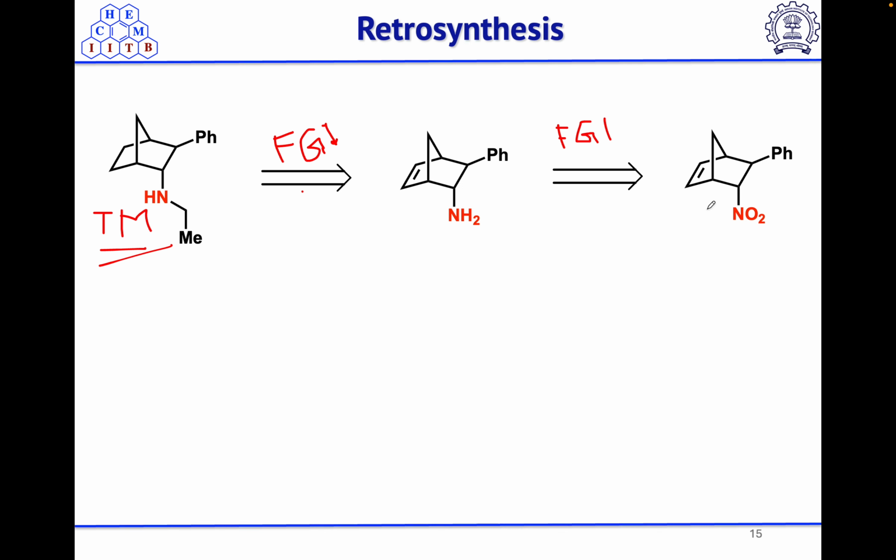Now from where can we get this? If you see, this is a 2.2.1 bicyclic molecule. I'll give you some clue: we can plan through a Diels-Alder reaction to get this molecule. The Diels-Alder reaction basically gives a six-membered ring, not a five-membered ring. So what type of diene and dienophile do you have to take? Just think about the Diels-Alder reaction and draw the next structure.